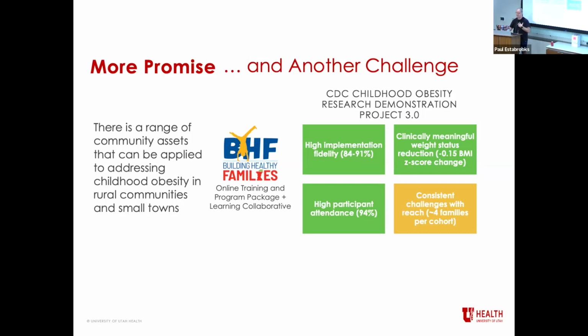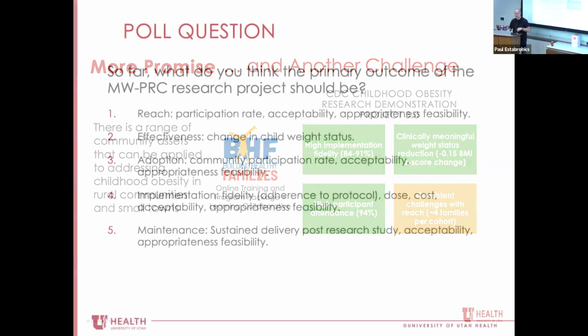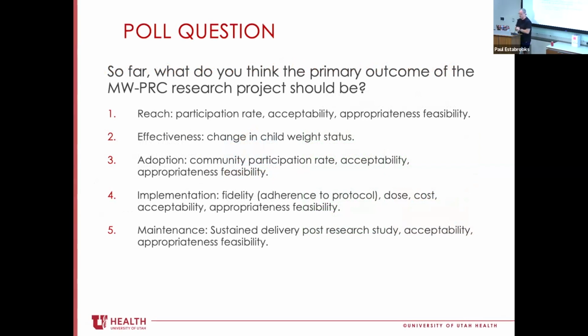And so what we found was, I'm going to give you that stuff. Now I have another poll question. So I've given you all of our context and I've kind of led you right down to the water like a horse. Let's see if people will drink. So far, what do you think the primary outcome of the Mountain West Prevention Research Center core research project should be?